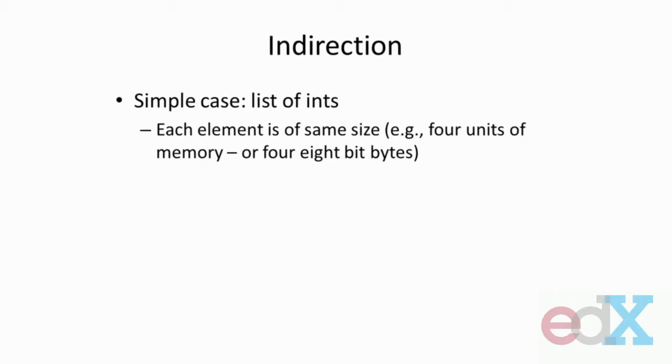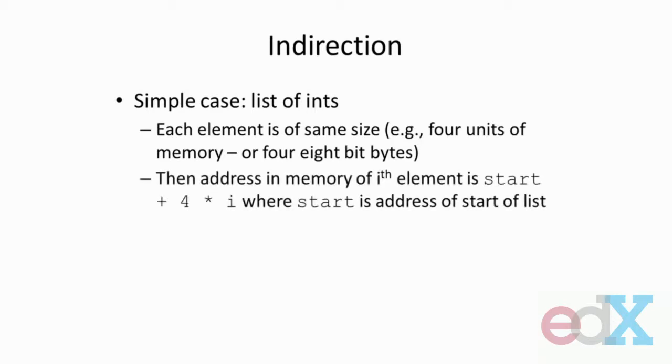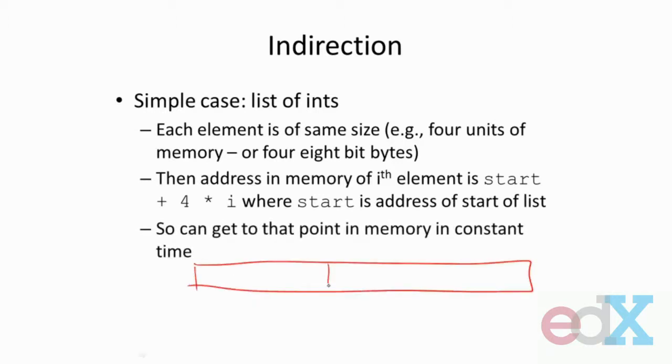We won't worry about the details of how it's stored, but we might say, okay, I'm going to take 4 pieces of memory, stitch them together, and that's the size of each one of my elements. If that's the case, then the address in memory of the ith element is easy to find. If this is my memory, and right here, that's where the list starts, so start points to that element in memory.